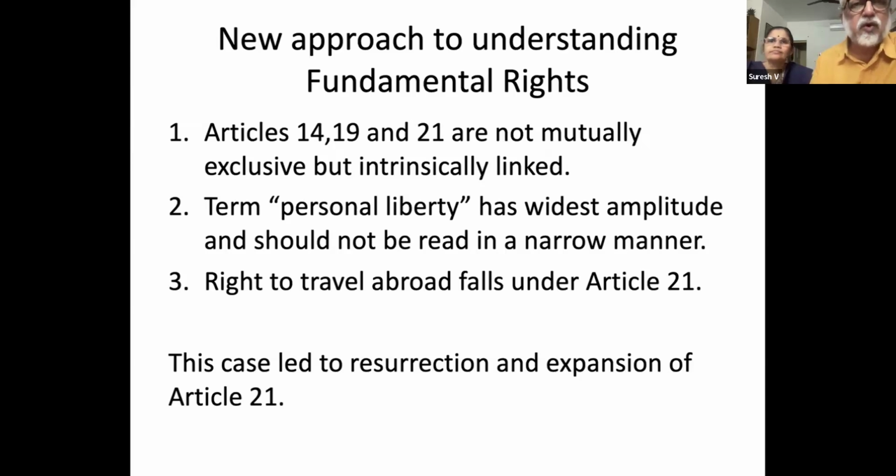One more example, during COVID, when a public interest litigation was filed by Harsh Mander, talking about the difficulties of people who are forced to walk on roads thousands of kilometers back to their homes.